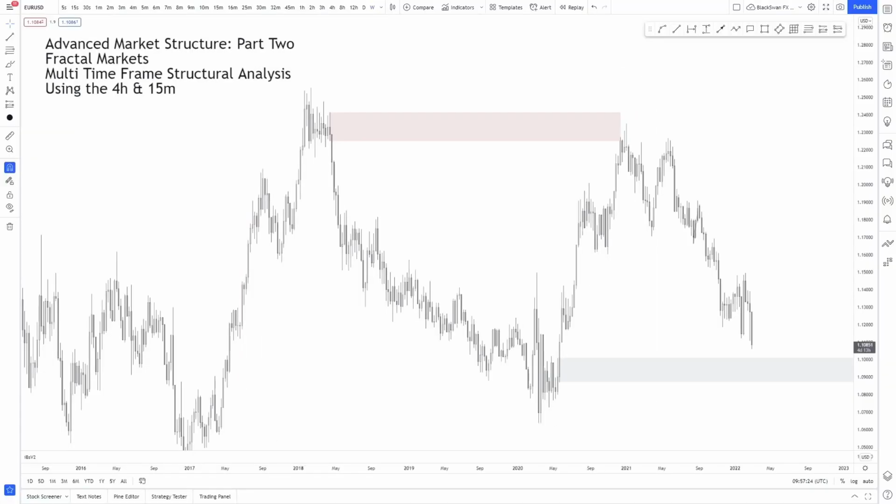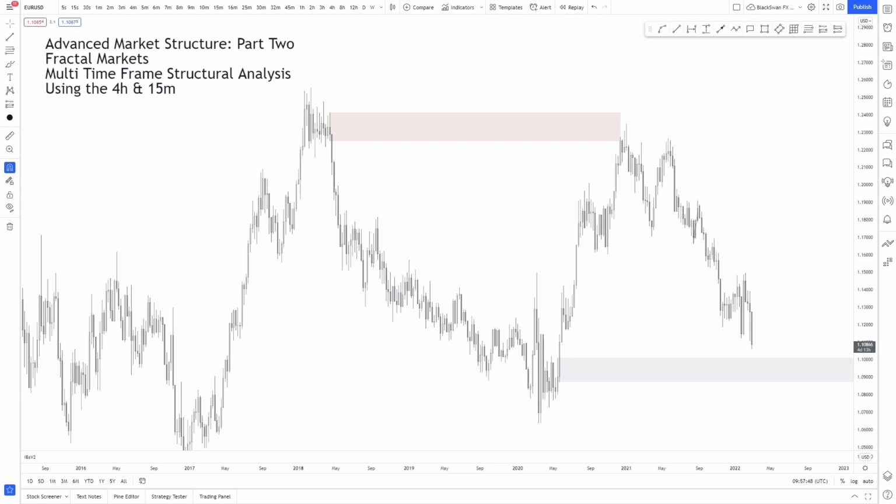Hello traders, welcome to part 2 of our advanced market structure series. We're going to look to build on from the first installment and start to look at some of the finer details within structure. So what we're going to be looking at is fractal markets, and I'm going to be talking about how the market is fractal.